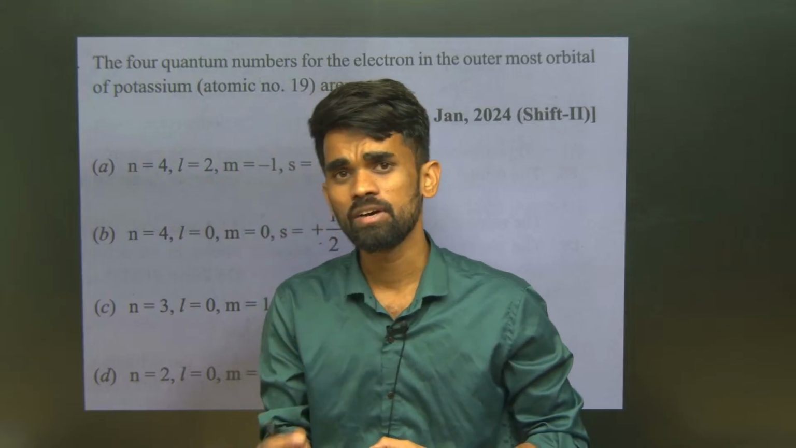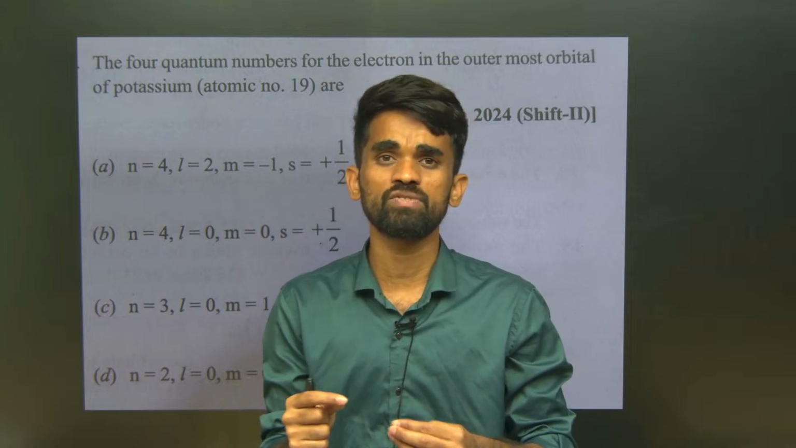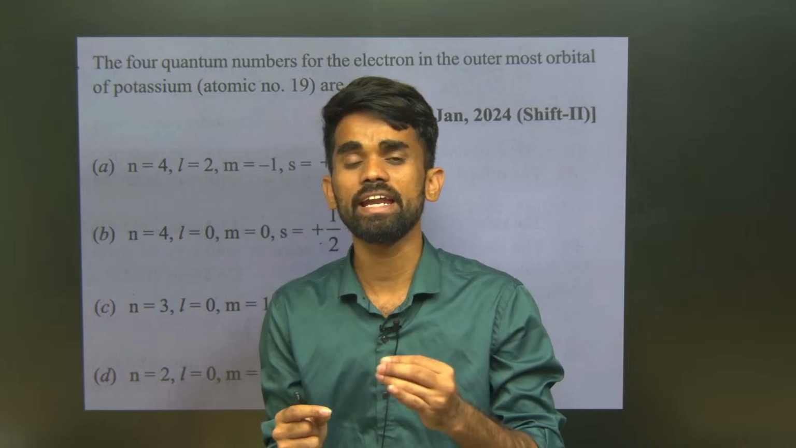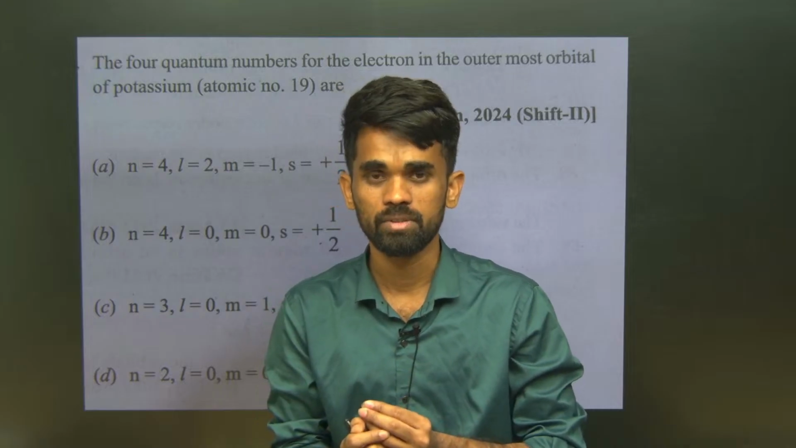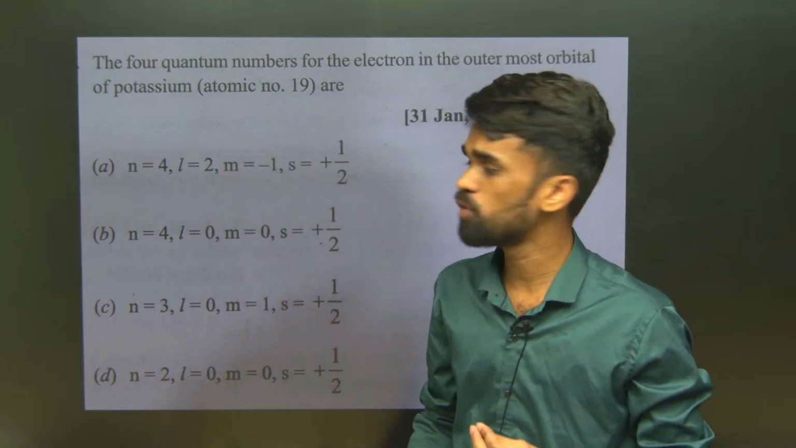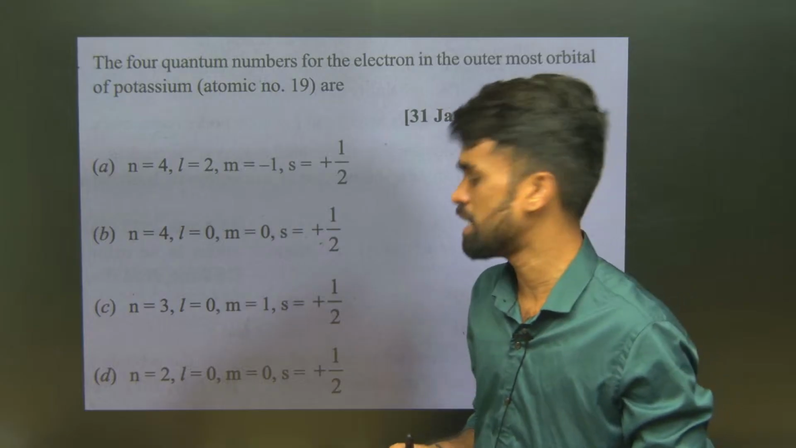Later, one more new quantum number was added, that is the spin quantum number. All together these four quantum numbers give us the complete information about finding an electron in an atom. This is what we discussed in the last session. Now let us do a few questions related to these quantum numbers from JEE and NEET exams.